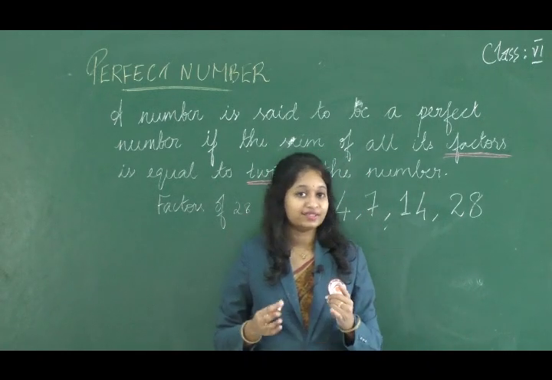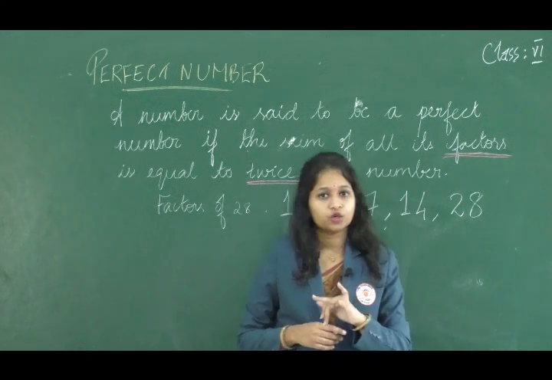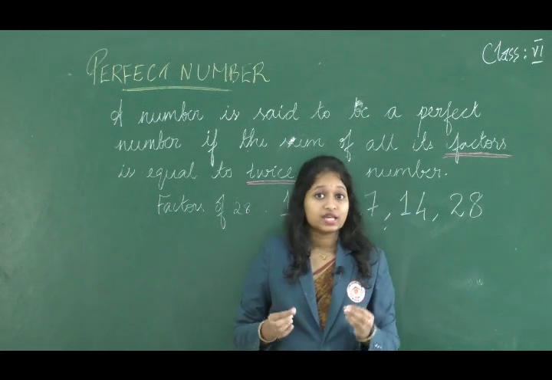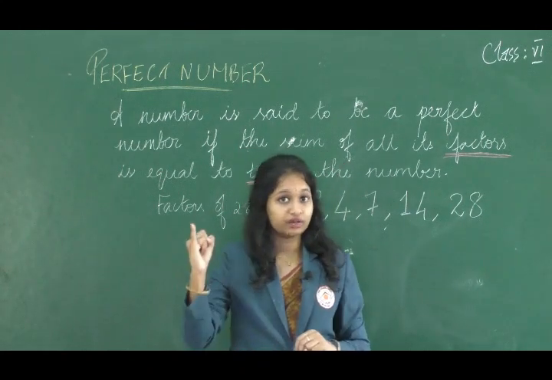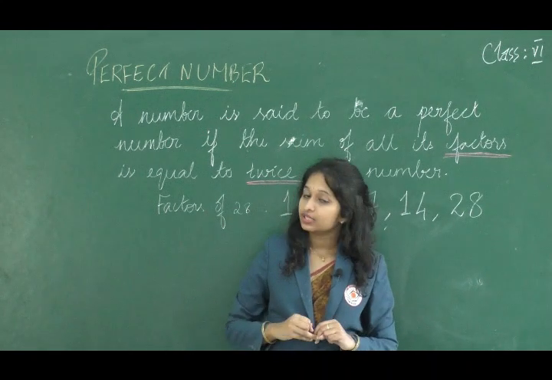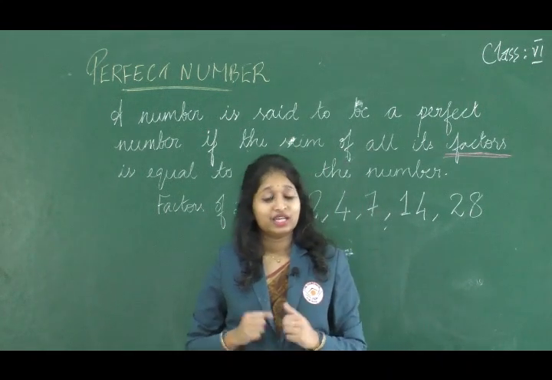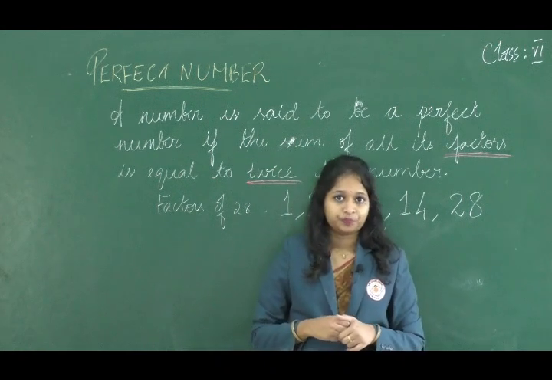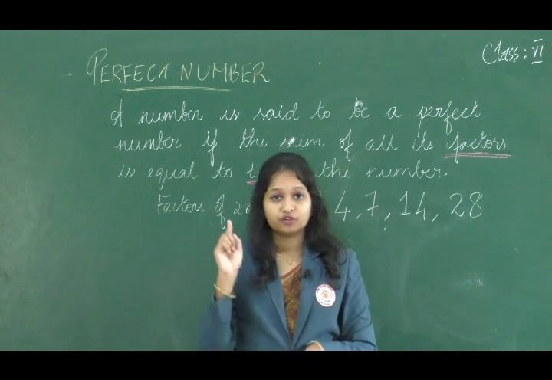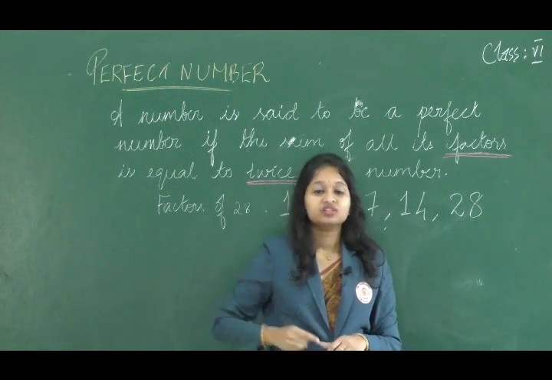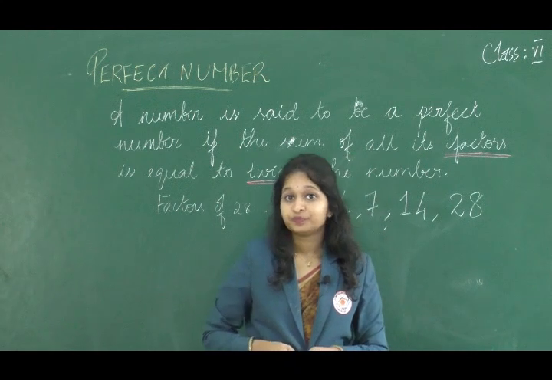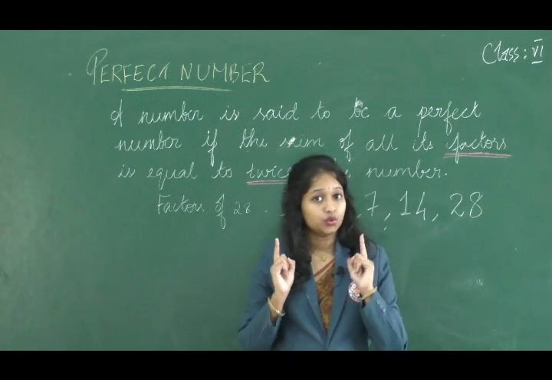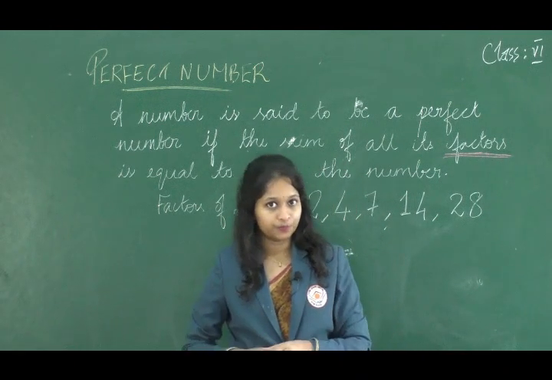And then next topic is prime and composite number. What is a prime number? A number which has two factors, that is 1 and the number itself, is called as a prime number. And the number other than prime is called as composite number. But number 1 is neither prime nor composite, and 2 is the only even prime number.